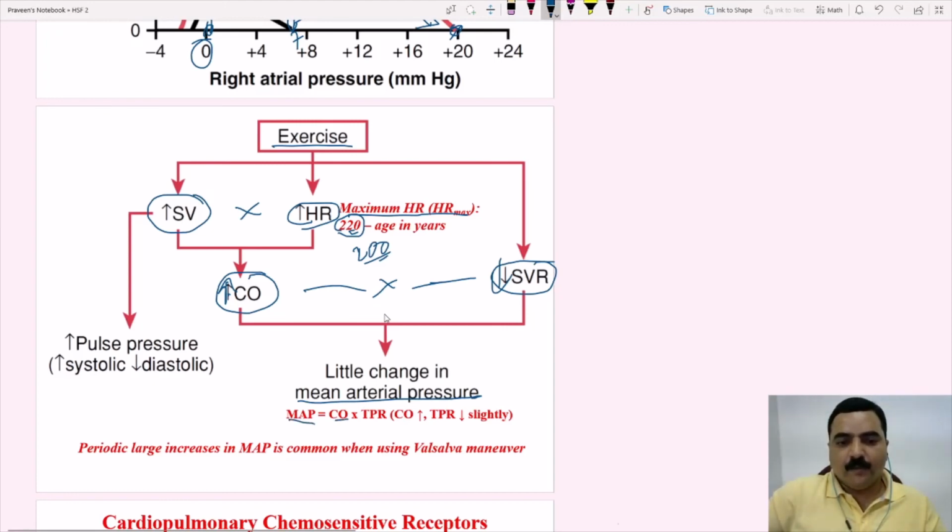Okay, so cardiac output times total peripheral resistance. Cardiac output is increasing, total peripheral resistance is decreasing. So there will be only a small change in the mean arterial pressure, not much change in the arterial pressure.